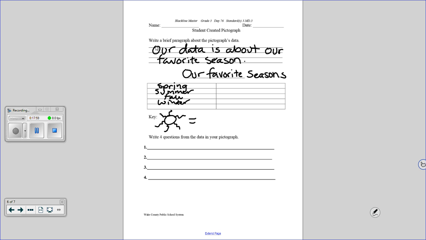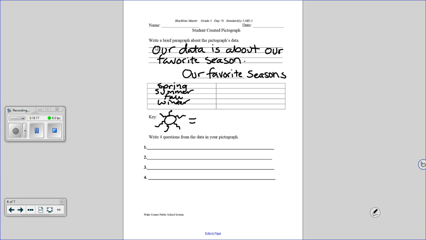What about 10? No. Why not? Why not? Madeline? Not every category has 10. Summer does, but fall and winter don't.